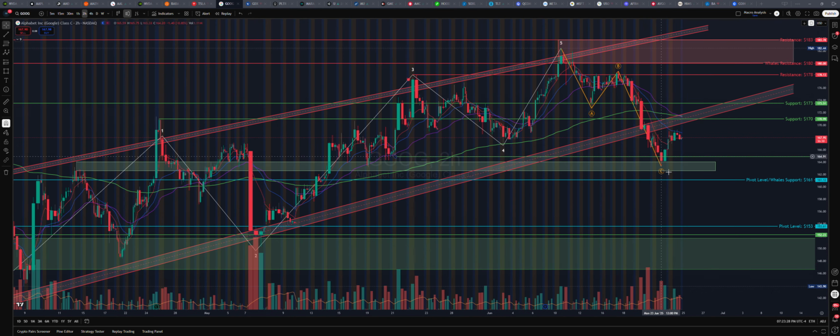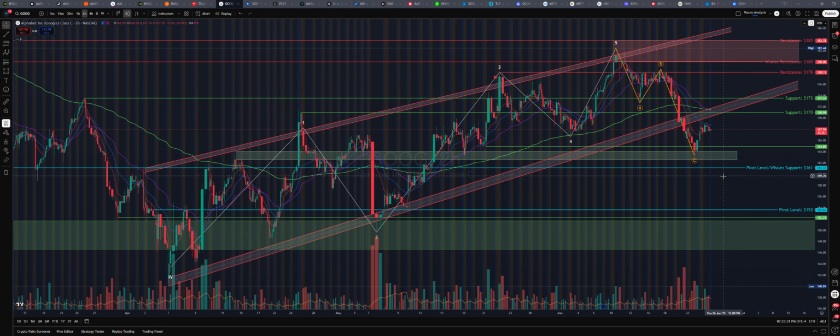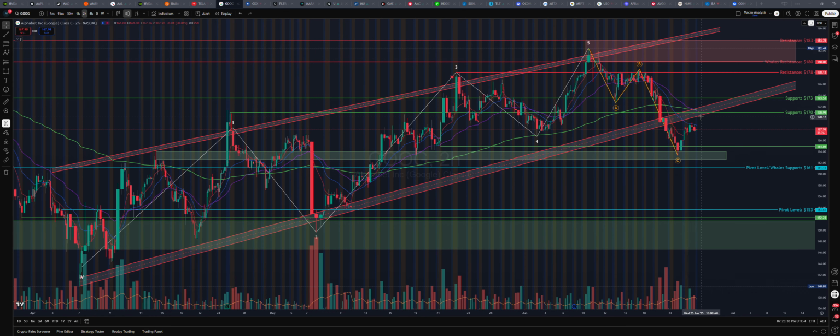But Google has completed its ABC retracement from this 5-wave move to the downside. But you can still see a rejection here at 170 and back down to the downside on Google. So watch for that. Let me see if there's anything else I want to look at here.